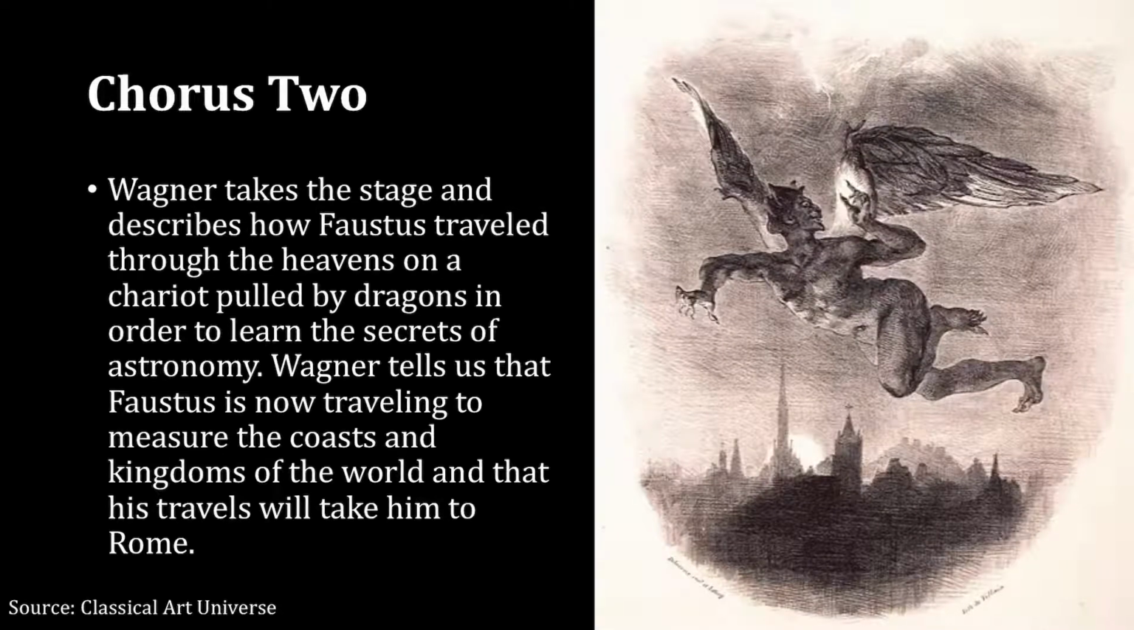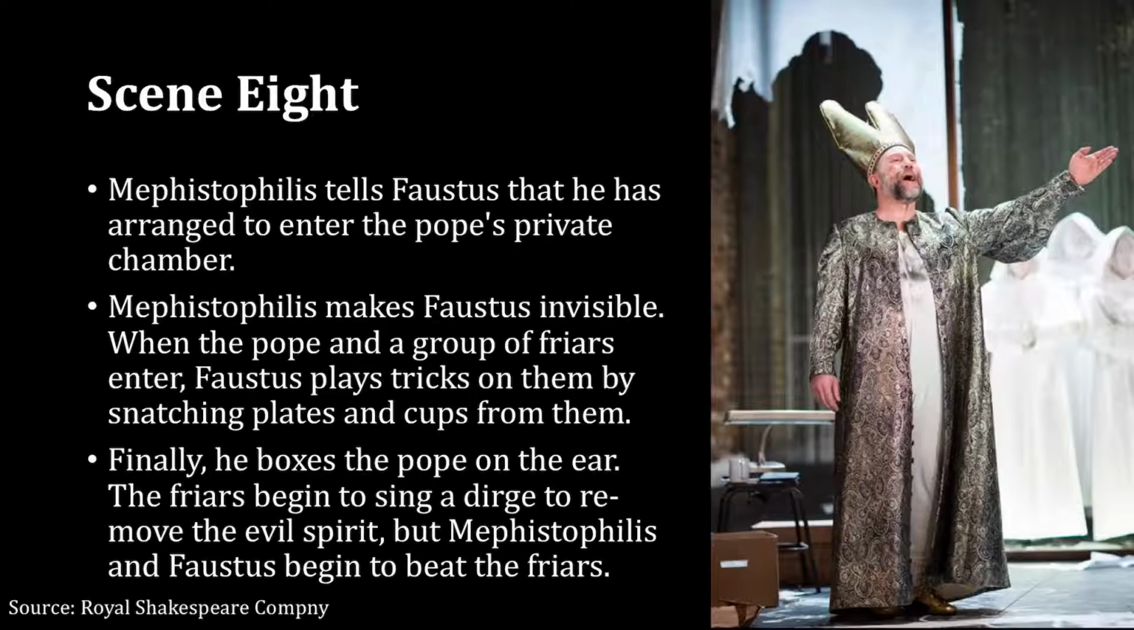In the second chorus, Wagner takes the stage and describes how Faustus travelled through the heavens on a chariot pulled by dragons in order to learn the secrets of astronomy. Wagner tells us that Faustus is now travelling to measure the coasts and kingdoms of the world, and that his travels will take him to Rome.